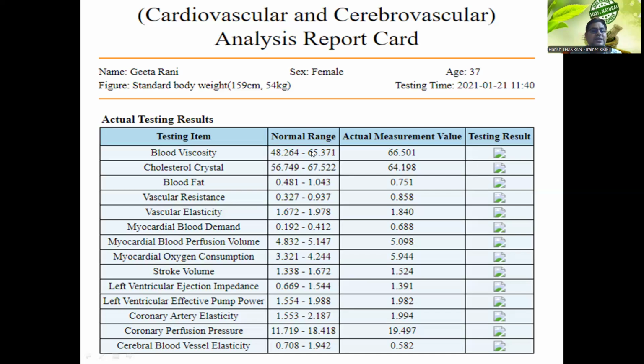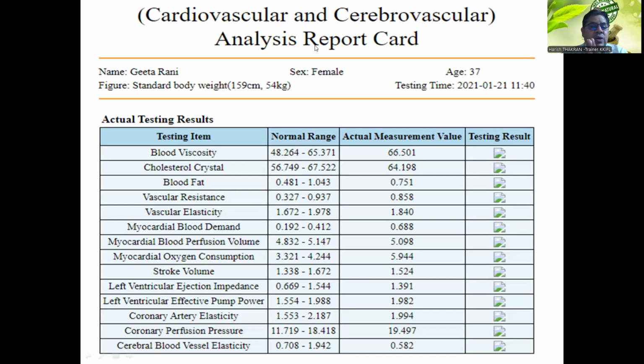The second test is cholesterol crystal. If we talk about cholesterol, it is basically not too bad for our health, because cholesterol is required for our heart functioning. Cholesterol is the fuel for our heart. Apart from that, cholesterol is required for the proper working of sex hormones. But if the level of cholesterol increases, that may create problems.